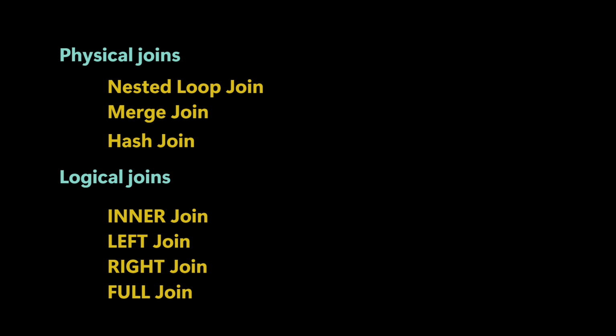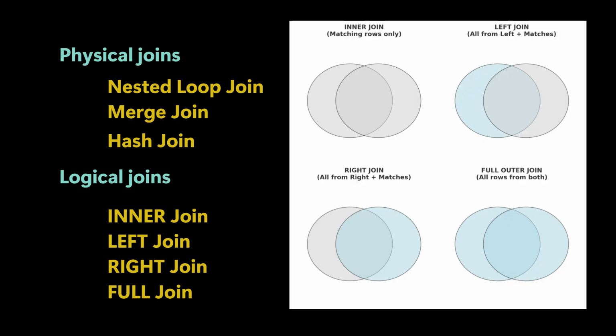The most common logical joins are: inner join, which returns only the matching rows from both tables; left join, which returns all rows from the left table and matching rows from the right; right join, which returns all rows from the right table and matching rows from the left; and full outer join, which returns all rows when there is a match in either table. For interviews, knowing the logical joins is a must, because you'll often be asked to write queries using them. But if you can also mention that SQL engines use physical joins under the hood, it shows extra depth of knowledge, and that can leave a strong impression.